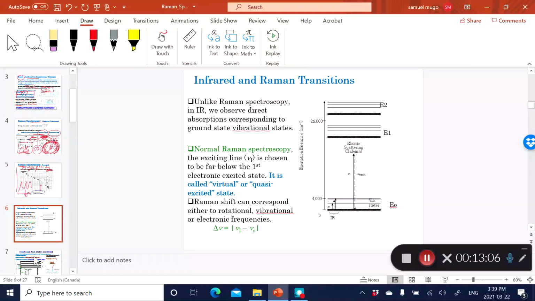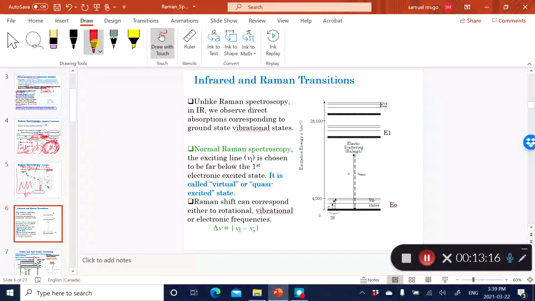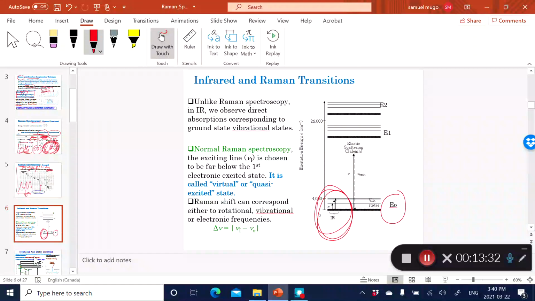So let me very quickly explain the quantum basis for Raman spectroscopy. Now, remember, IR spectroscopy is a vibrational spectroscopy, meaning the vibrations happen within the vibrational levels of the ground electronic state. Remember, we say that with every electronic state, you've got vibrational levels. And so IR is an absorption technique, where transitions happen within the vibrational levels of the ground electronic state, okay?